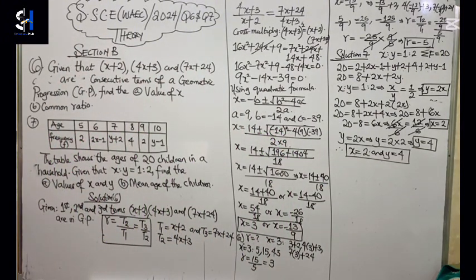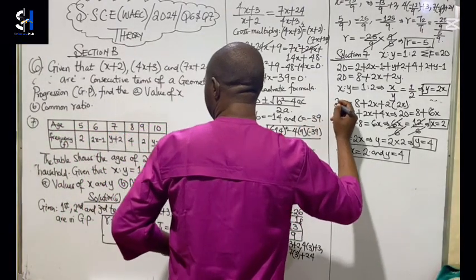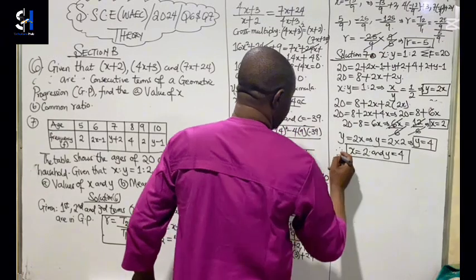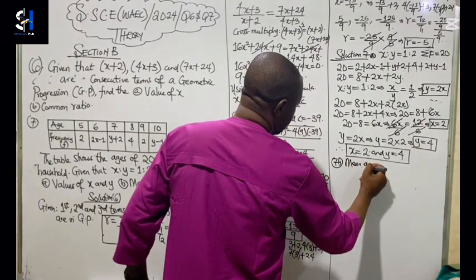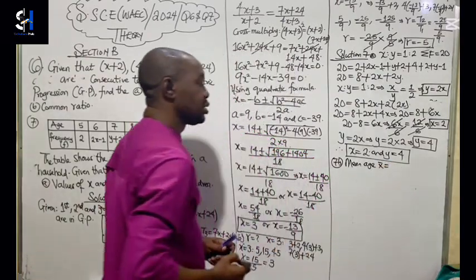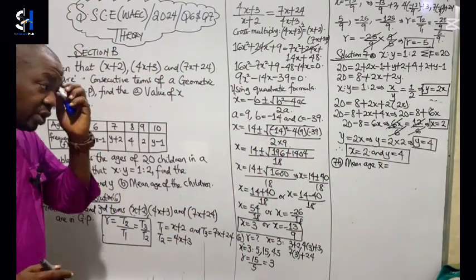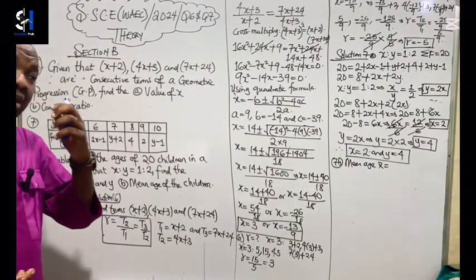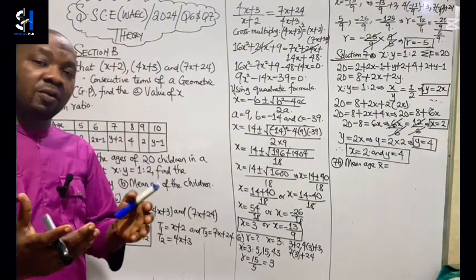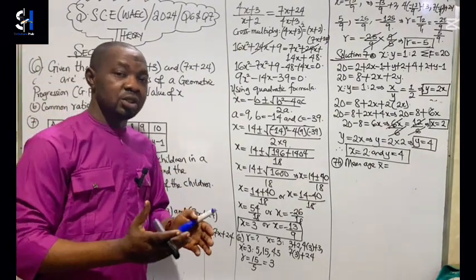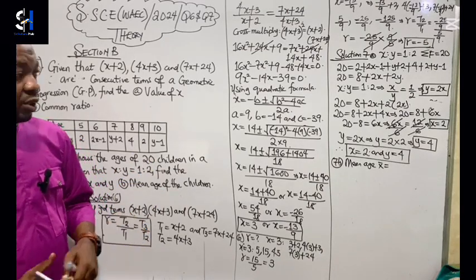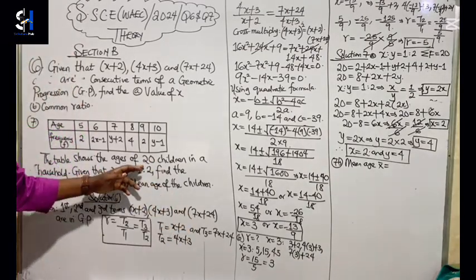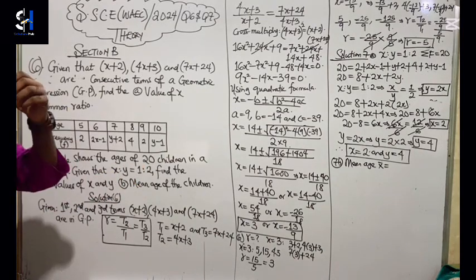Now let's calculate the mean age. This is for 7A, now for 7B, the mean age. To calculate the mean age, we know that the mean can be expressed as the sum of values over the number of observations or total frequency. And we know that the total frequency is 20. So let's get the sum of the values.